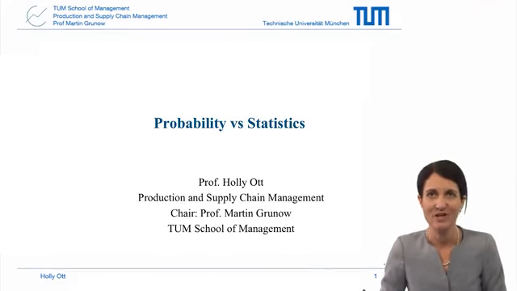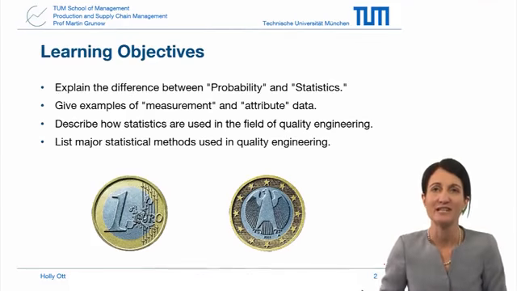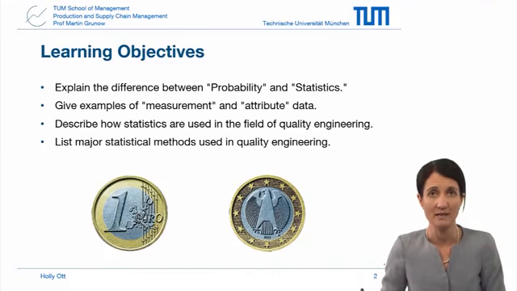Today we're going to first talk about probability and statistics in quality. The learning objectives for this session are to explain the difference between probability and statistics, give an example of measurement and attribute data, describe how statistics are used in the field of quality engineering, and finally list major statistical methods used in quality engineering.